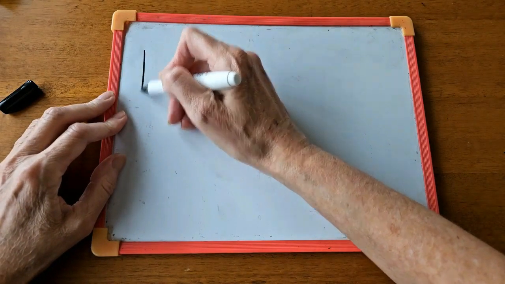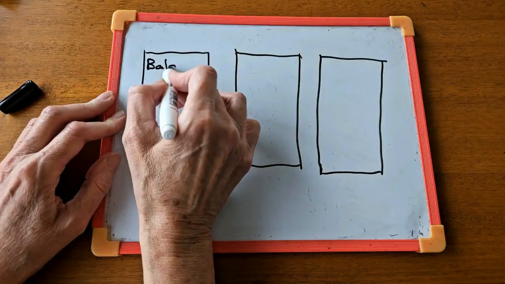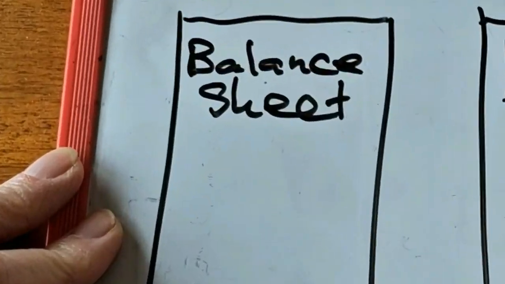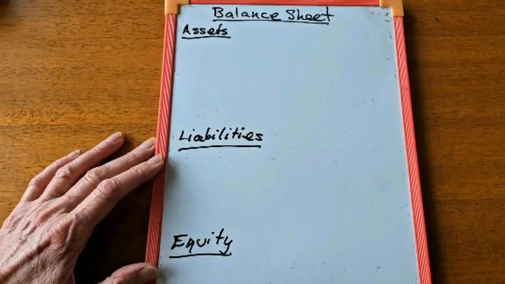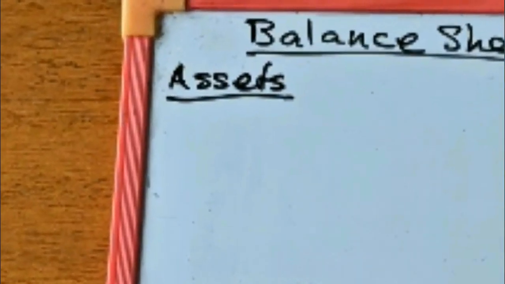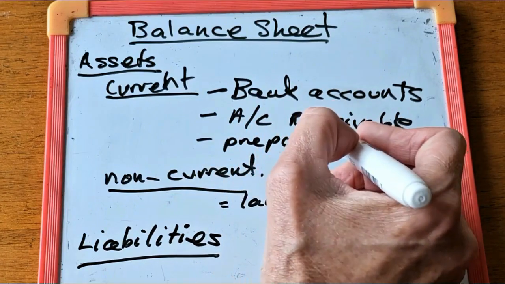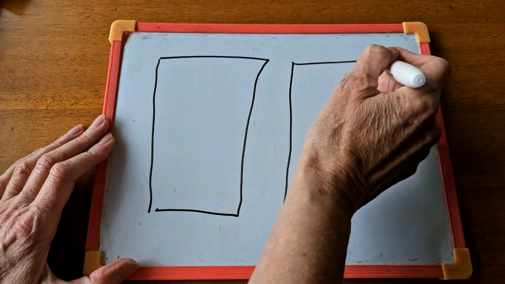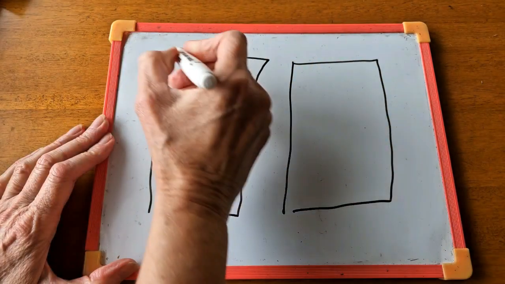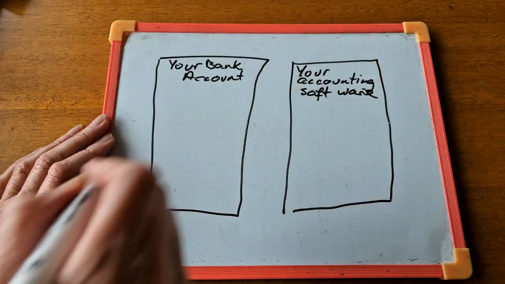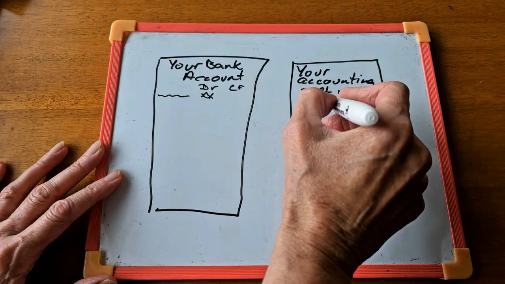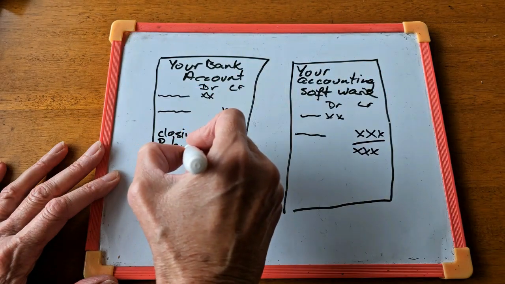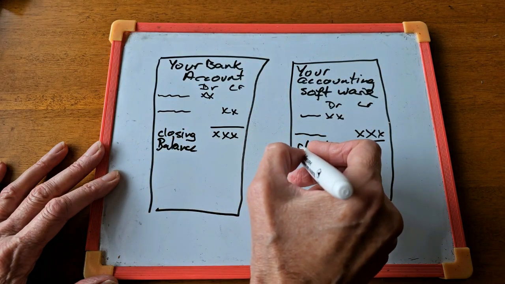The three main reports are the balance sheet, the profit and loss, and cash flow. Today, we'll be looking at a component of the balance sheet up in assets, in the current assets, and that's where the bank accounts live. A bank reconciliation is just when you compare the information at your bank with the information in your accounting software, whether that be Xero or QuickBooks.